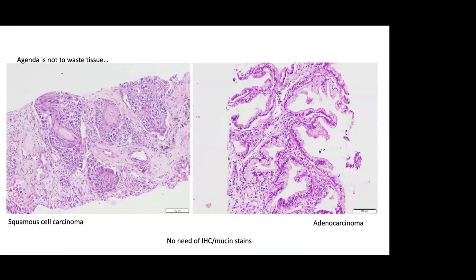So clinical information is definitely important. If clinically they say it's primary lung cancer, and if you are seeing this morphology, you can straight away say this is squamous cell carcinoma, right? And if you see glandular arrangement of the tumor with mucin, then also if clinically it is primary lung cancer, then you can say this is non-small cell carcinoma, adenocarcinoma. No need for doing mucin stains or IHC.